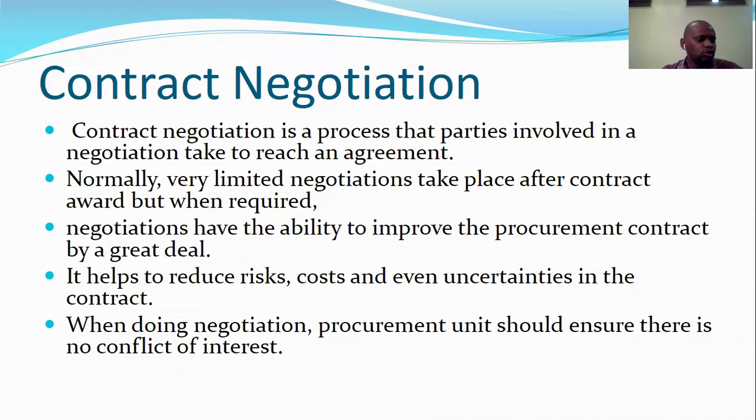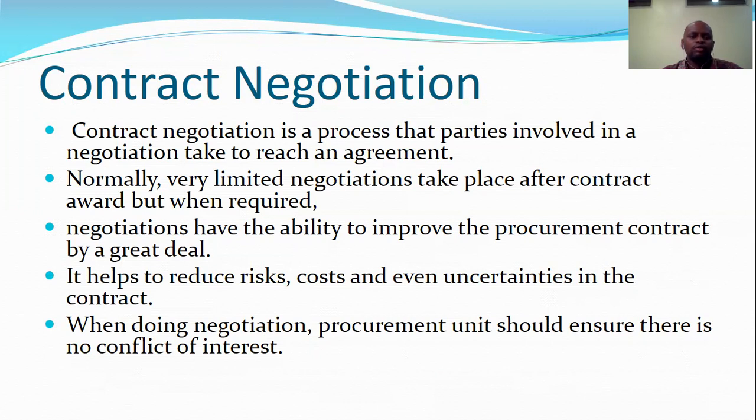The other thing we are going to talk about today is contract negotiation. Negotiation is the process that parties involved take to reach an agreement. So when two or more parties come together so that they are able to reach a certain agreement, then we are saying that is a contract negotiation. It is normally limited, with very few negotiations taking place after the contract award.